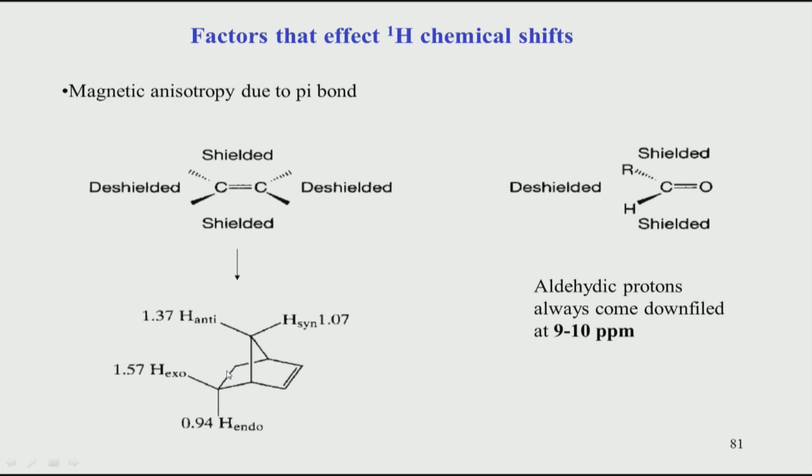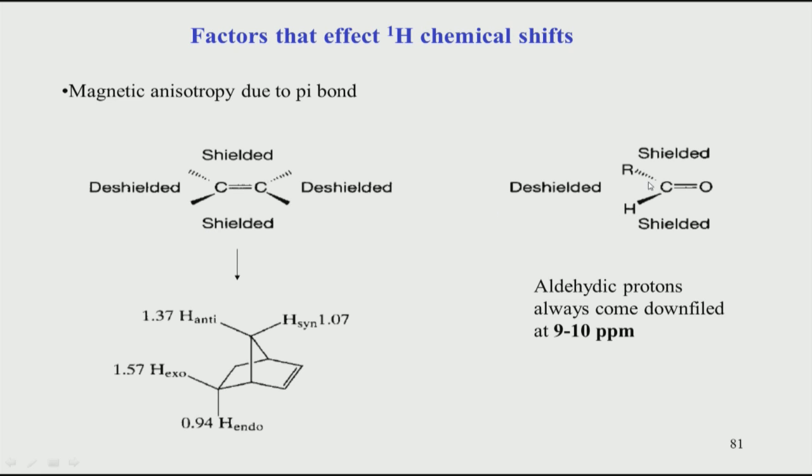Now, like in the previous slide where we saw equatorial and axial, here also, if I go to this side, the equatorial is downfield shifted compared to the endo hydrogen, which is in the axial position and is upfield shifted. So, this is how we can figure out why a particular hydrogen atom is upfield or downfield, depending on the structure of the molecule. The structure plays a very important role in determining the chemical shift value.